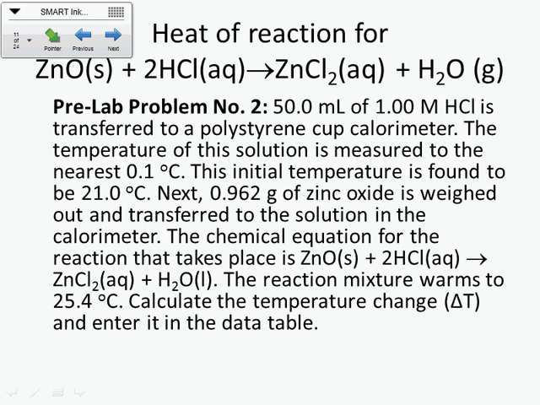All right, so number 2 is going to look a lot like number 1, except this time we're doing zinc oxide instead of zinc.